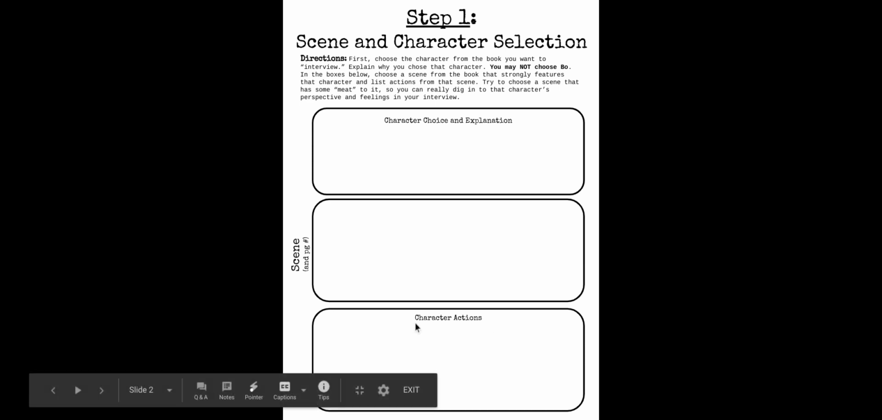And then finally, in this bottom box where it says character actions, that is where I'm going to ask you to break down the things that your character actually does in that scene. You don't necessarily need to make this very long. It can be some simple bullet points. So-and-so does this and this and this. And that's all you really need to do for step 1.